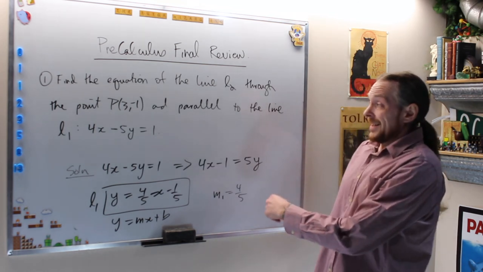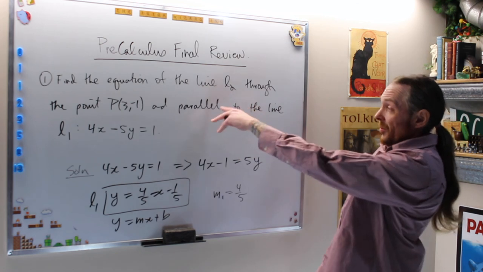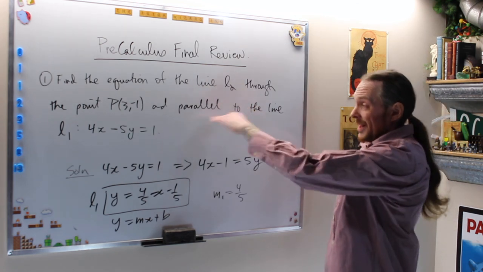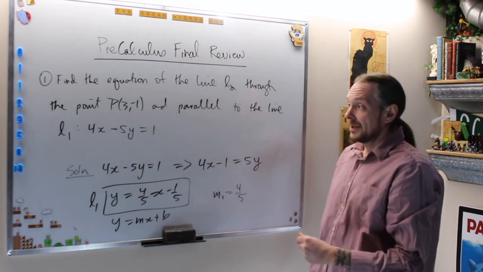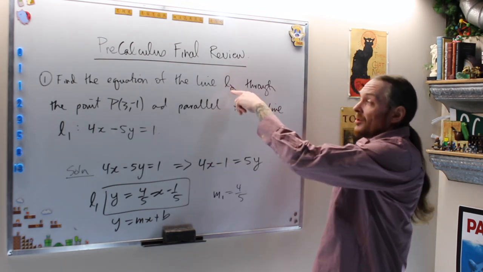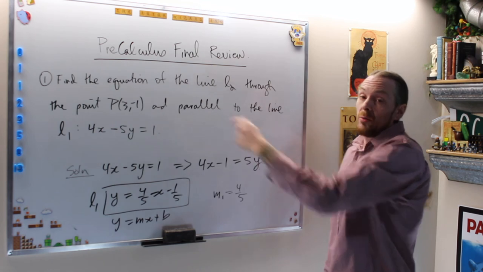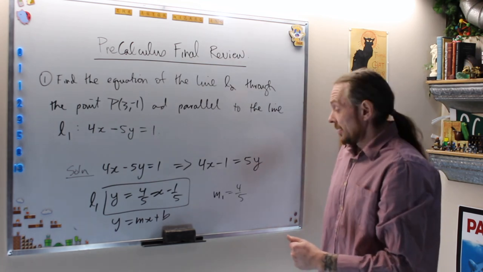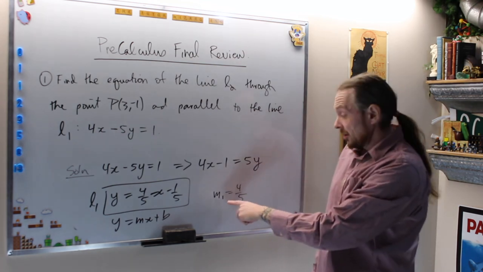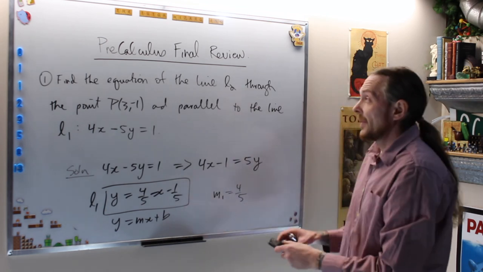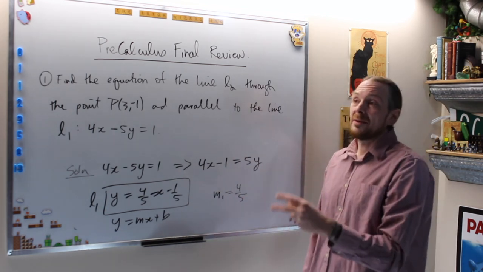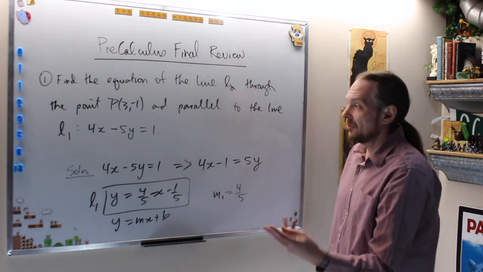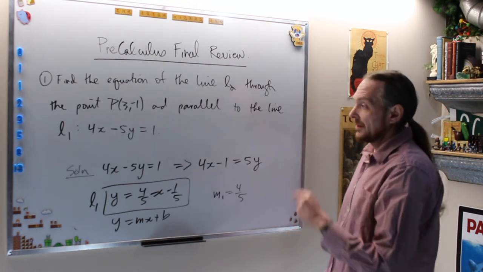What we're going to do with that is compare it to the conditions of whether our line was parallel or perpendicular to this line. In this case, L2 is parallel to L1, and this means that the slopes are equal to each other. If lines are parallel, their slopes are equal. If lines are perpendicular, they're negative reciprocals. We'll do another one of those in the next video.